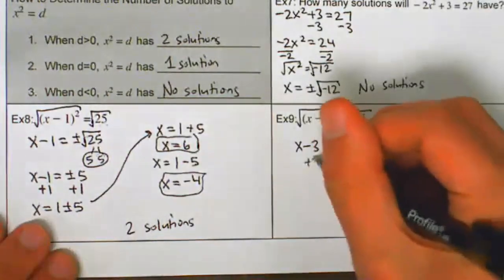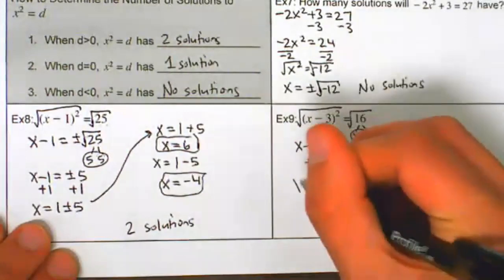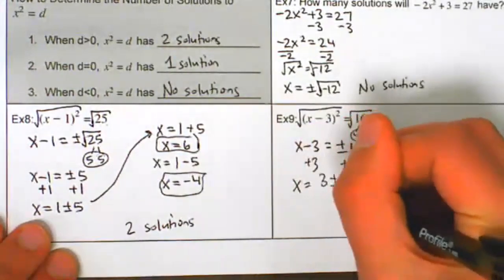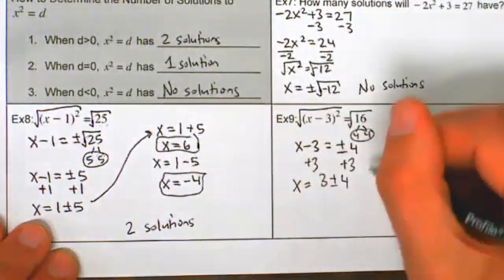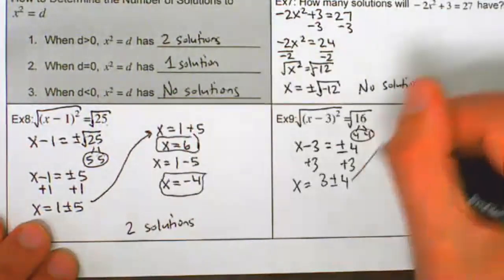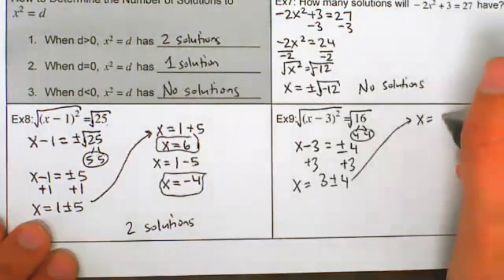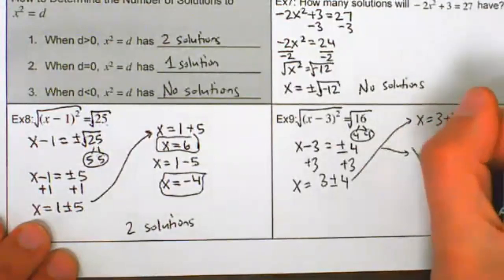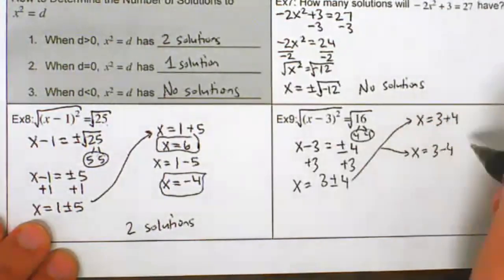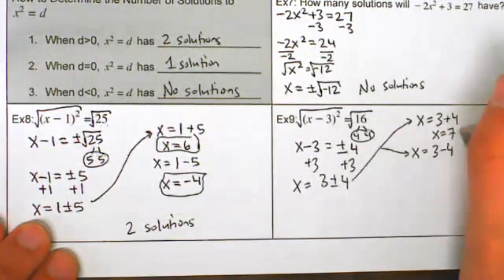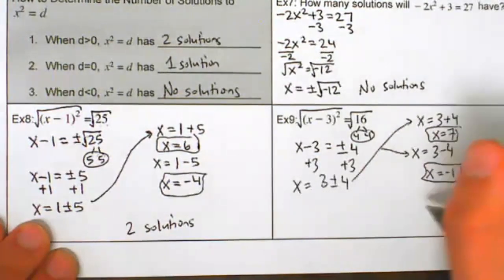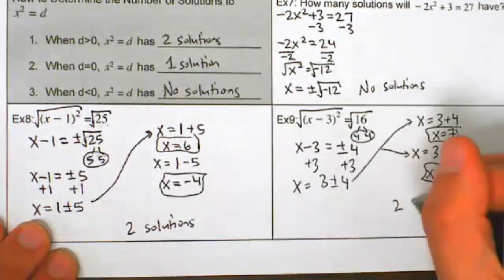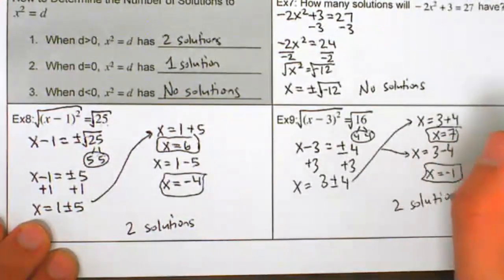Then we add 3 to both sides. We have x equals 3 plus or minus 4. We separate it into two separate statements once again. So we have x is equal to 3 plus 4, and also x is equal to 3 minus 4. 3 plus 4 is 7, and 3 minus 4 is negative 1. Those are our two solutions, x equals 7, x equals negative 1. Once again, we have two solutions.